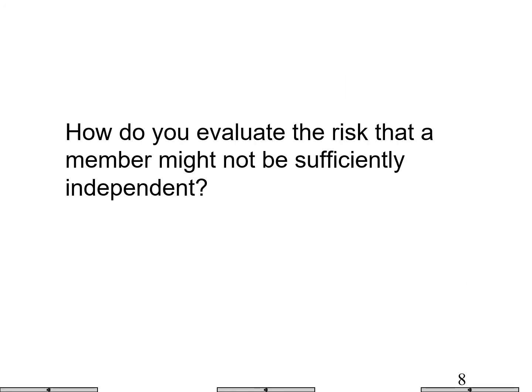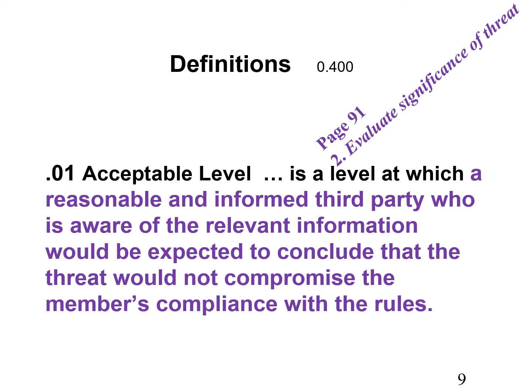How do you evaluate whether you're sufficiently independent? This is the definition of an acceptable level: the level at which a reasonable and informed third party who is aware of the information would be expected to conclude that the threat would not compromise the member's compliance with the rules. Wow, that's really cut and dried, isn't it? Again, it's very judgmental and subjective. That's the world you're going into. But how would this look in the eyes of a reasonably informed third party who had access to the relevant information? Would that third party conclude that you were independent and that you were able to comply with auditing standards?